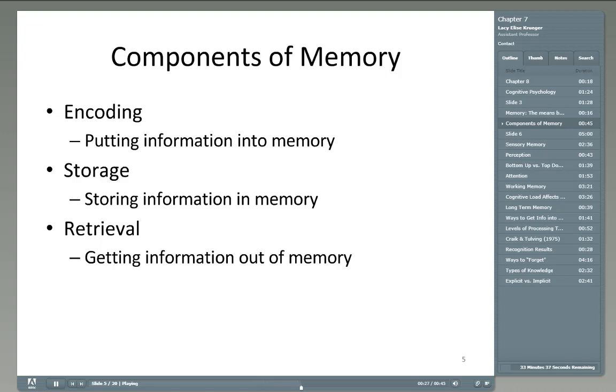Storage is whenever we store that information in memory. So think about hitting the Save button in a Word document. And then we, for example, close out the document and we want to return to it later. That would be an example of retrieval, so getting that information out of memory. So when we talk about memory, we talk about encoding, storage, and retrieval.